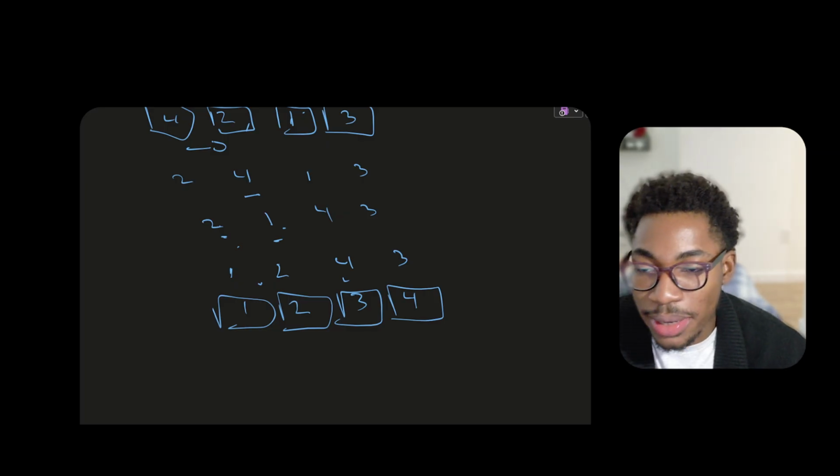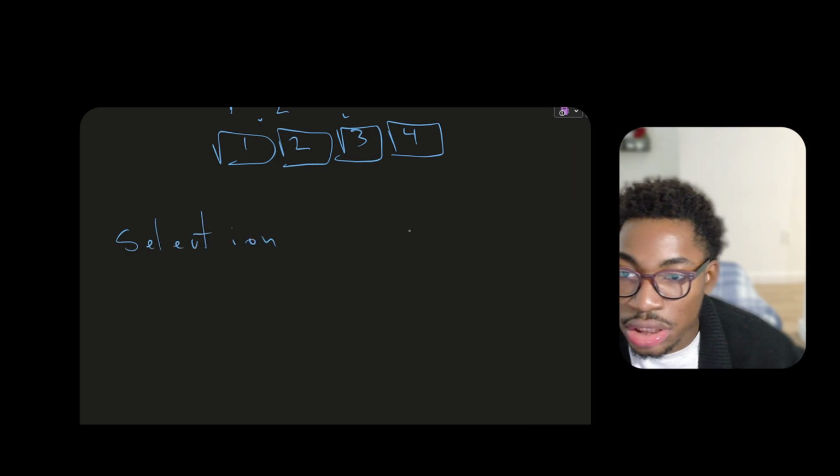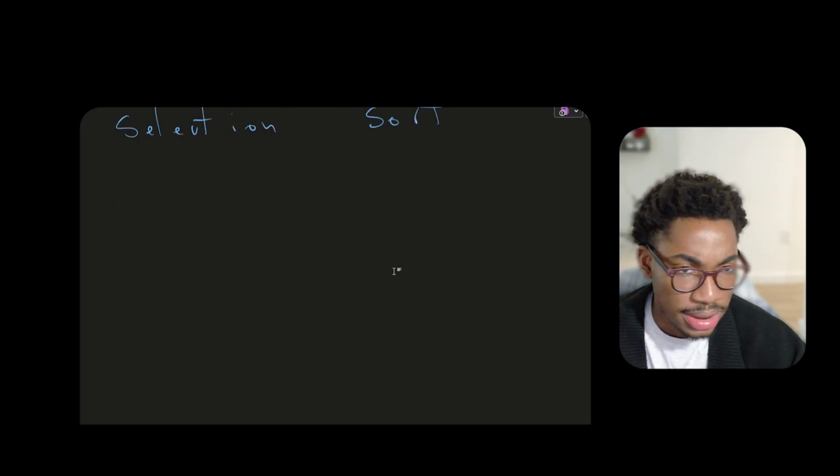Okay. Let's jump right into what selection sort looks like. Let's maybe put higher numbers. So we're gonna call this the selection sort algorithm. Maybe let's go for multiple digits this time around.